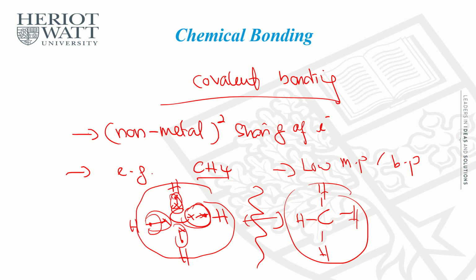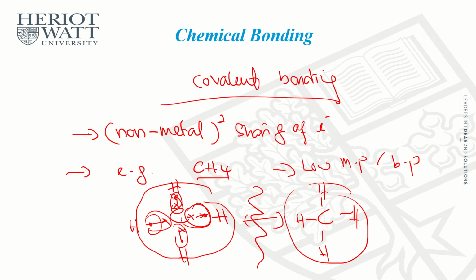Are they conductors of electricity? No, covalent molecules are non-conductors of electricity in whichever state, liquid, gas, or solid. Why? Because they are in molecular form, there are no ions and no free moving electrons. Of course, there are some exceptions. We'll talk about that later, but generally, covalent compounds or covalent molecules are non-conductors of electricity.